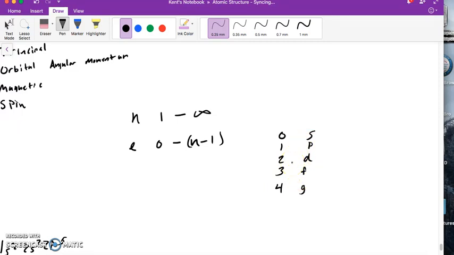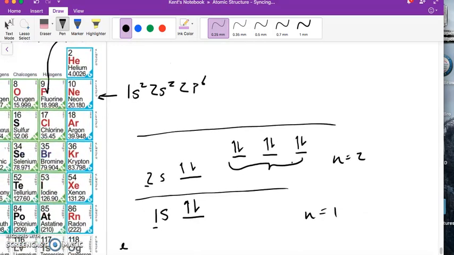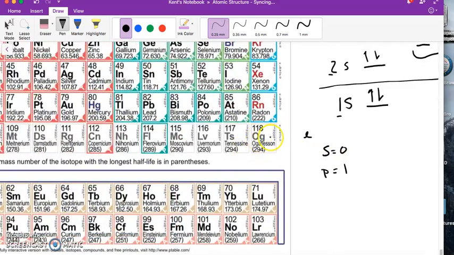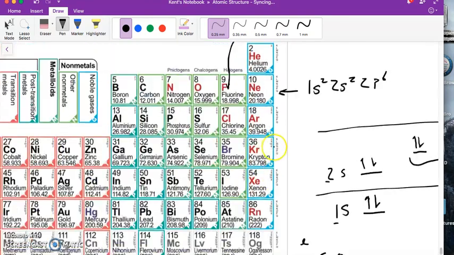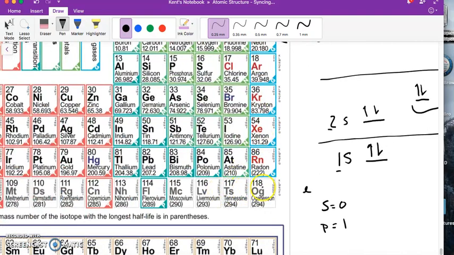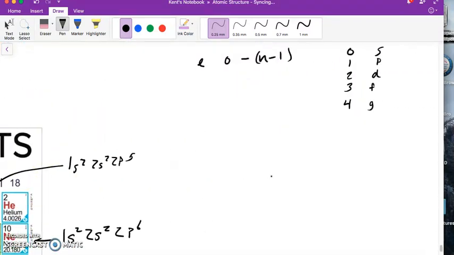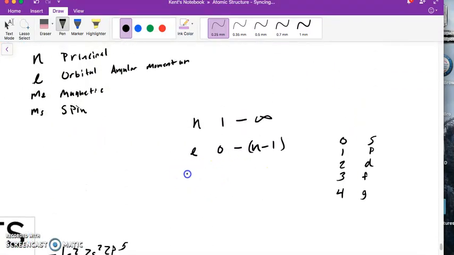Because, remember, as far as the periodic table goes, this one down here is where the f orbital is completely filled, so there's no real g subshell. All of the f orbitals are filled, so the f subshell is filled at this element. We haven't ever made one past that. M, the magnetic one, ranges from minus L to L.